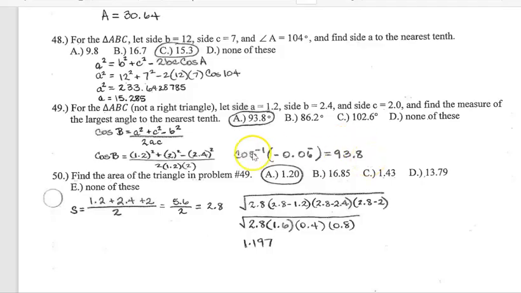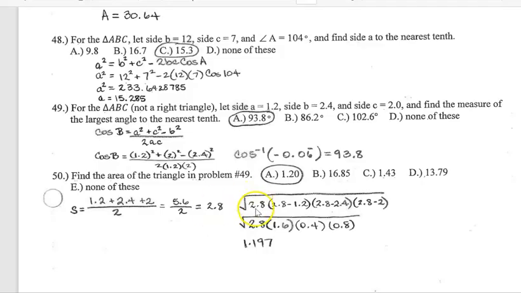All right, then for number 50, find the area of the triangle in problem number 49. So if we come back to 49, that was a side, side, side triangle. So we're going to do the sum of the 3 sides divided by 2 to get our S value. So that's where we get 2.8.